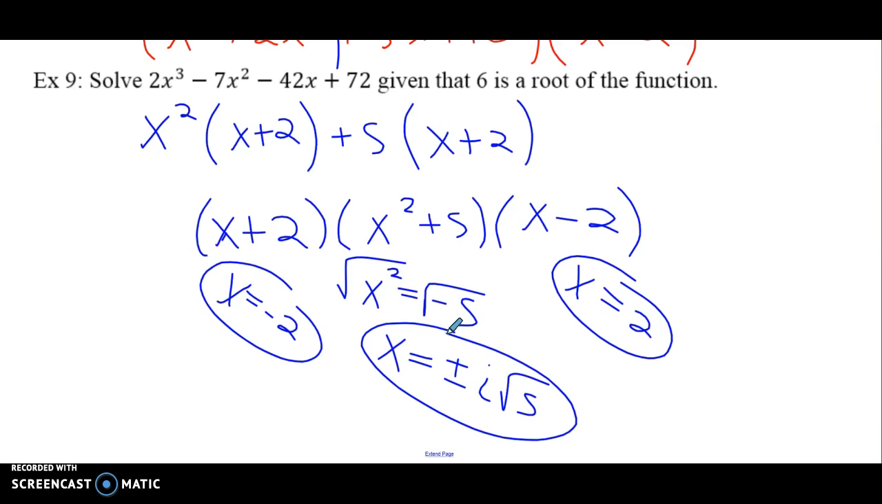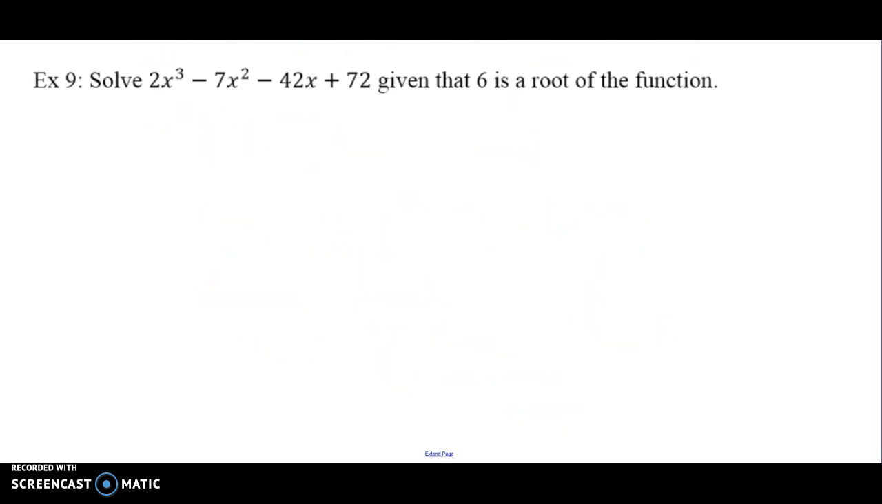You should be able to see how grouping would not work here, because the 2 and the 7, obviously 42 and 72 are not the same ratio of 2 to 7, so it's not going to group. So go ahead and divide. They're telling you 6 is a root. So what do I put in the box? 6. Yes. You have to understand the difference between if they give you a factor, like on number 8, or if they're telling you the x-intercept. Root is another word for x-intercept.